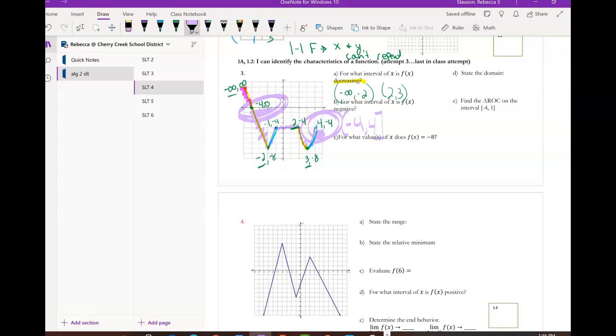All right, so state the domain. Let's frame it out. Left, right. So smallest x is -infinity. Biggest x is the 4, and it is a closed dot, so bracket the 4.